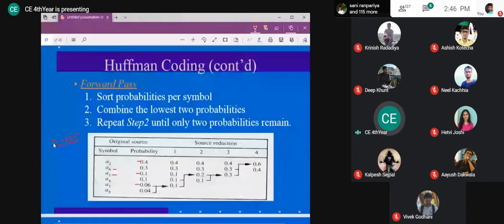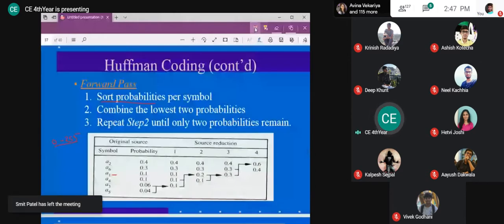Now, what is Huffman coding? The first step of Huffman coding is that you have to arrange your symbols in descending order of probability of occurrence. So you have to sort the probabilities, right? And you have to combine the lowest probabilities first. Here the probabilities are arranged in descending order, and the lowest two are combined. So what is the combined value here? It is 0.06 plus 0.04, that is 0.1, right?